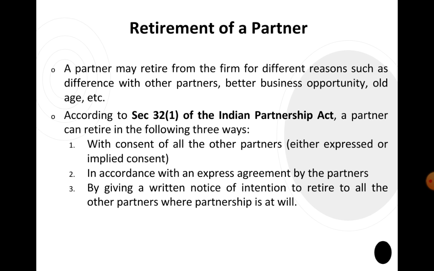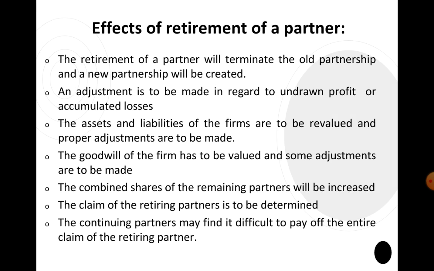When a partner retires, whatever amount he has in the firm, his capital, his drawings, his interest, all of those should be calculated carefully. They should be ascertained carefully, and then they should either be paid off to him or settled by different means. Next, what are the effects of the retirement of a partner?